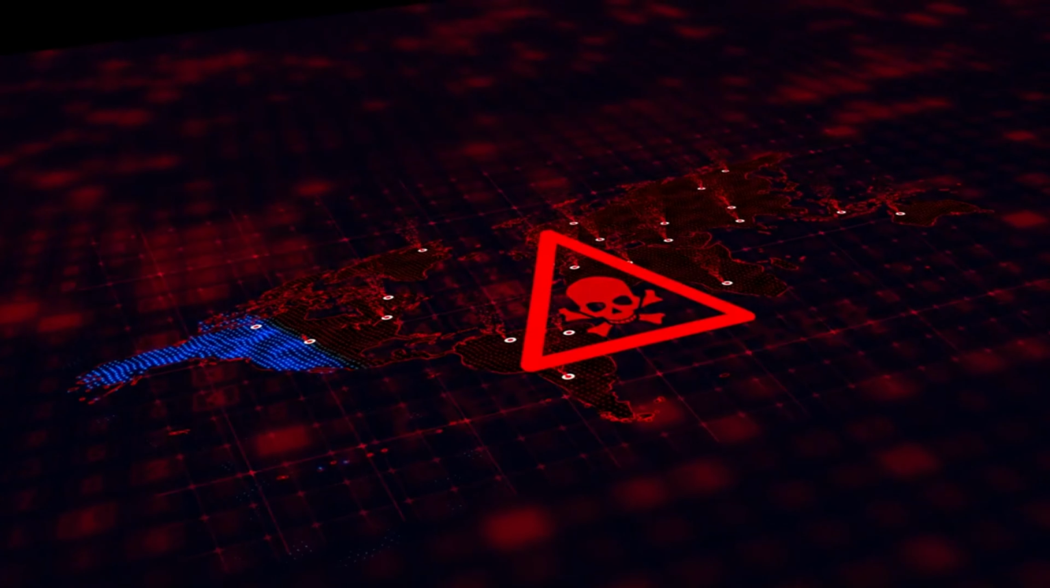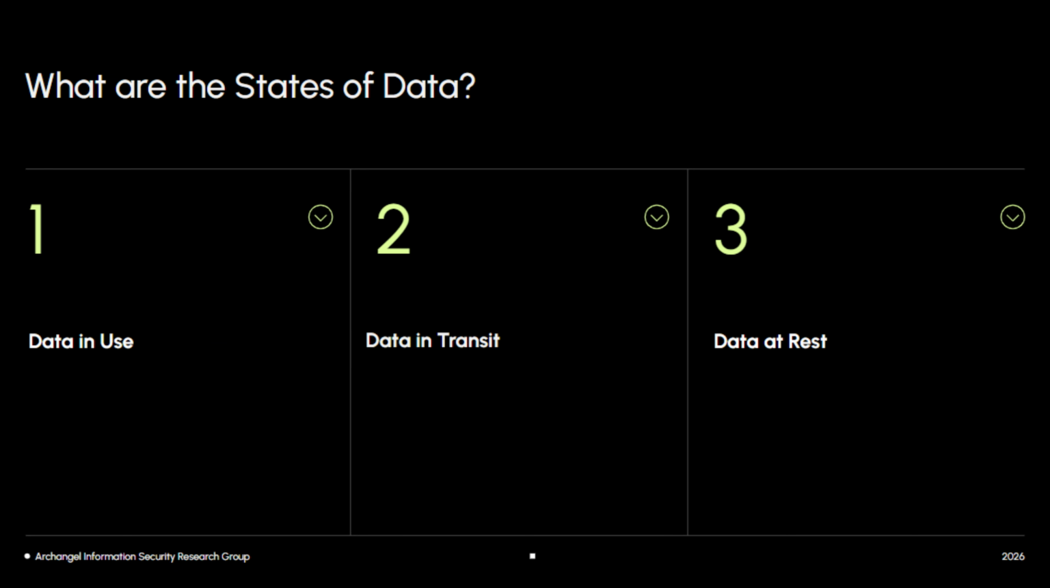So what are the three states of data? Data consistently moves through different stages during its life cycle. Cybersecurity professionals generally categorize data into three states: data in use, data in transit, and data at rest. Each state presents unique security challenges and requires different protection mechanisms. Let's start discussing data in use.